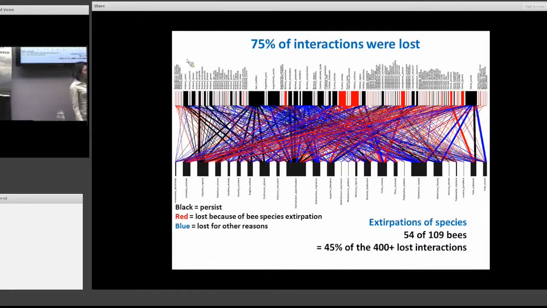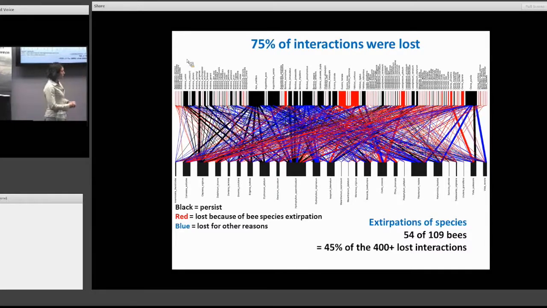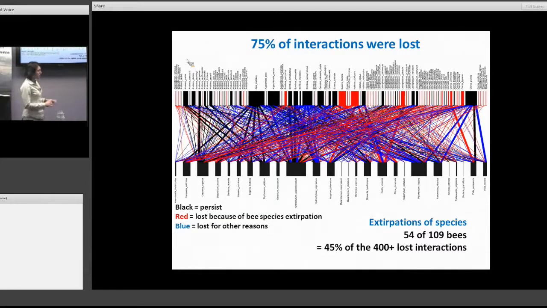None of the 26 flowering plants went locally extinct, so we were able to locate populations of all of them, so they didn't contribute to any loss of interactions. But we did only see 54 of the 109 bee species that Robertson observed. So about half of the bee community is no longer in this area. And of the 400 interactions that were lost, about 45% of them were due to bee losses. So the bees in red, the red lines, are interactions that were lost for that reason.